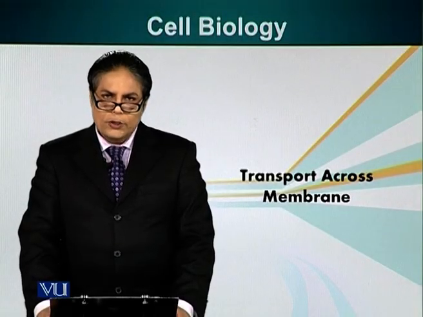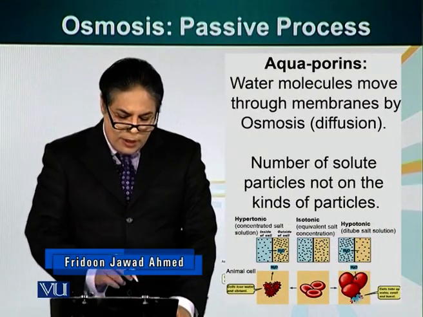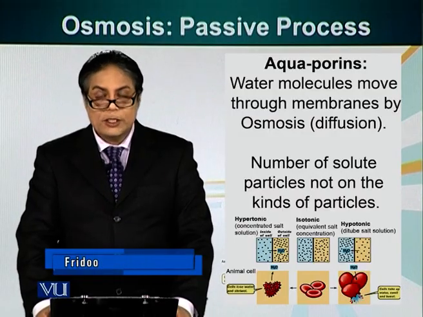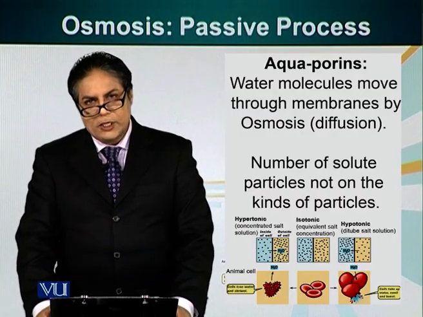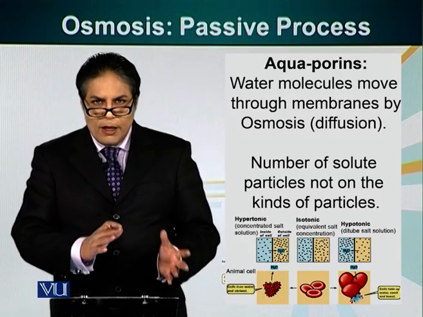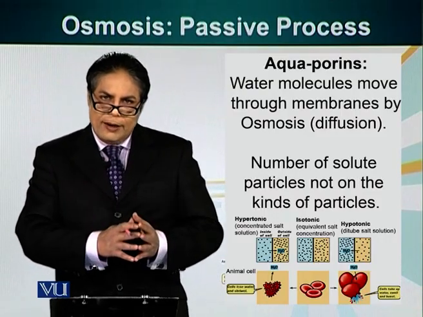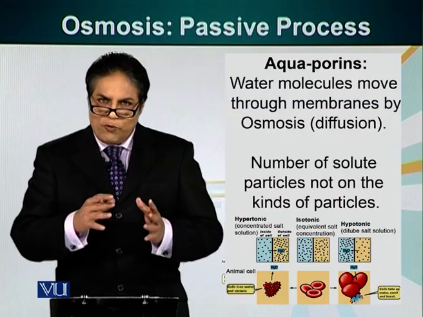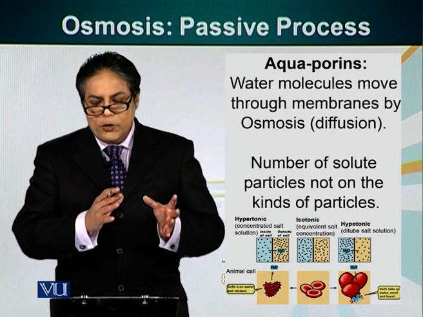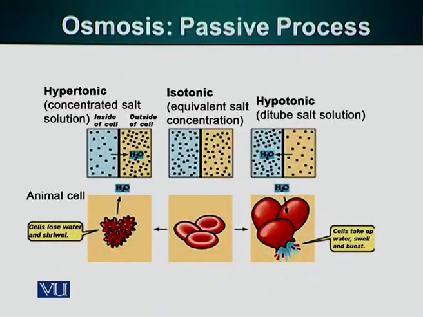In this module, we'll talk about transport across the plasma membrane. First of all, I would like to mention that the plasma membrane or the cell membrane, which is made up of a lipid bilayer, has special structures called aquaporins that facilitate movement of water across the membrane. Water moves across the membrane in a passive transport manner, which means that it will move due to concentration gradient, and it is not a process that requires energy.